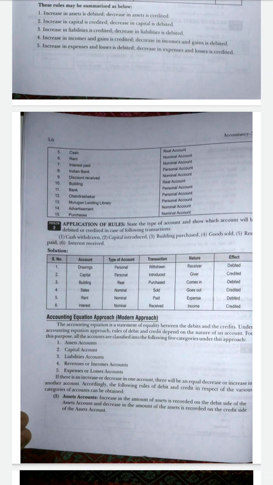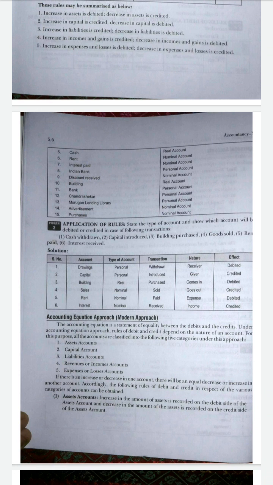And the next column is type of account. What is the type of account? Drawings is the personal account. We already know. What is the type of transaction? That is the withdrawal. So what is the nature? So we have to write that. Cash withdrawn, what is the nature? It is a receiver.